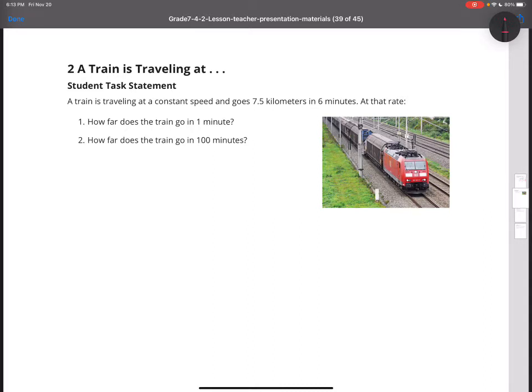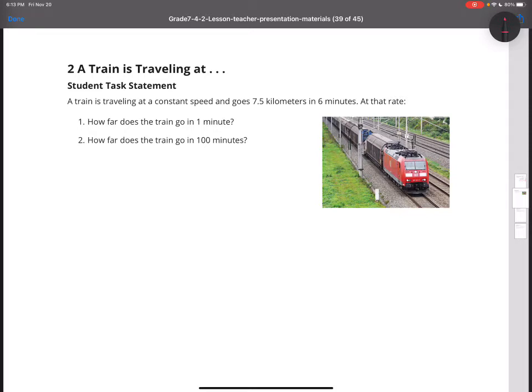Okay, guys, let's look at the second student task statement. A train is traveling at a constant speed and goes 7 and 5/10 kilometers in 6 minutes. At that rate, number one, how far does a train go in 1 minute? Number two, how far does a train go in 100 minutes?